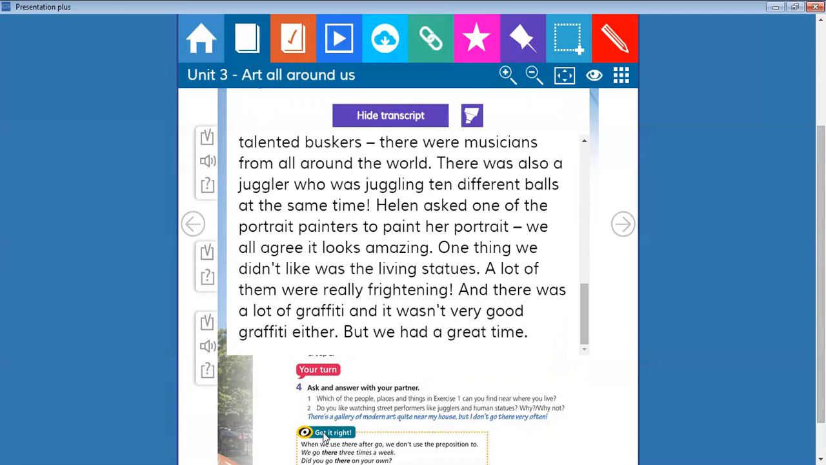Number 1. Which of the people, places, and scenes in exercise 1 can you find near where you live? Okay, number 2. Do you like watching street performers like jugglers and human statues? Why? Why not? There is a gallery of modern art quite near my house, but I don't go there very often. Okay, look at this.